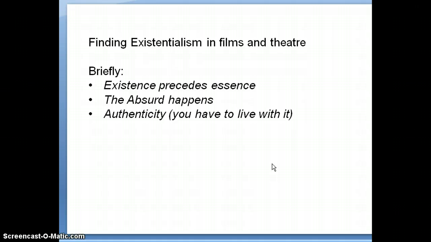Existence precedes essence. In other words, existentialism is concerned with the event of the moment. What's actually happening is key to the process of existentialism.